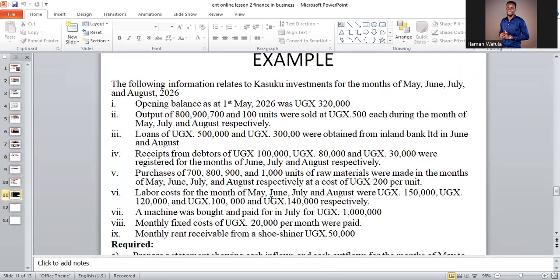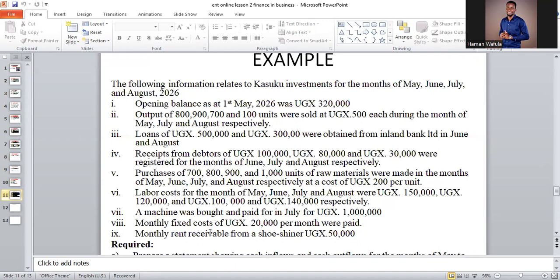Normally when you get an example like this, since we looked at the meaning of cash, all the components of the cash flow statement, the meaning of cash inflows, the meaning of cash outflows, an opening balance and what it means, and how we should write using a cash flow statement, what we call a cash flow budget, we should be able to first identify the cash inflows, then we also identify the cash outflows.